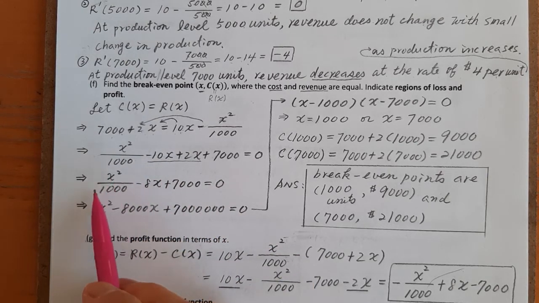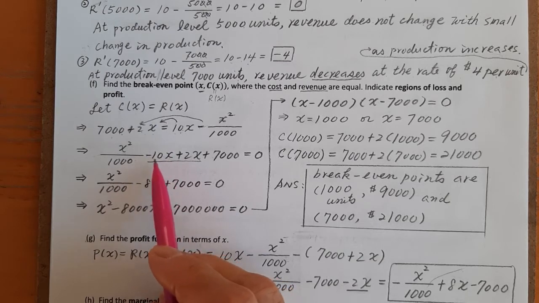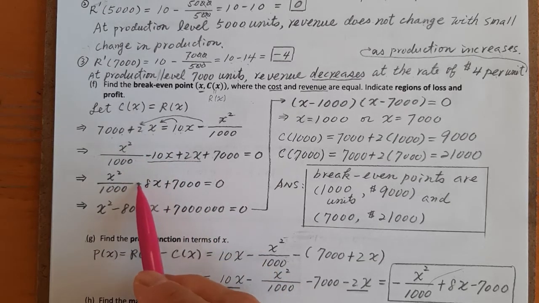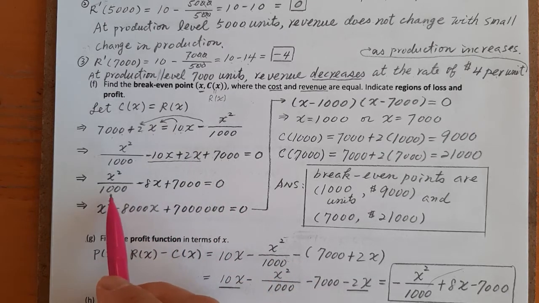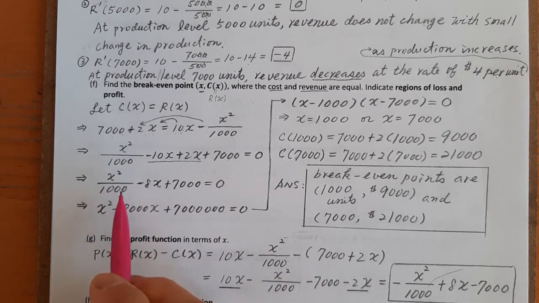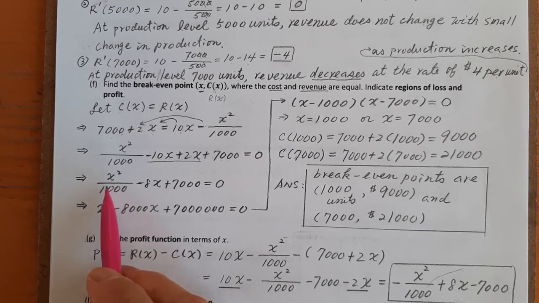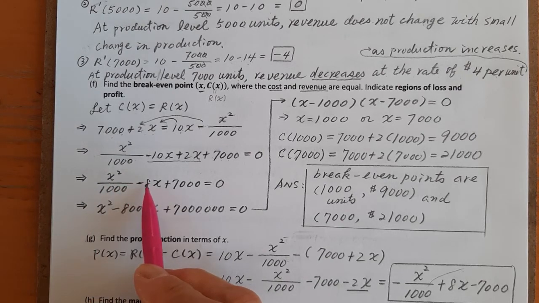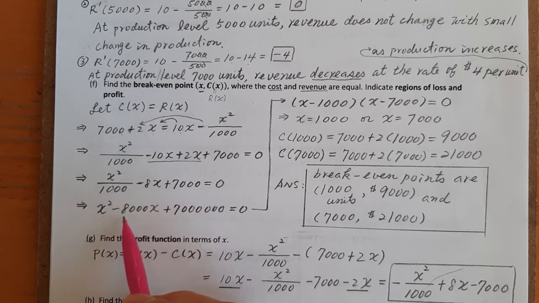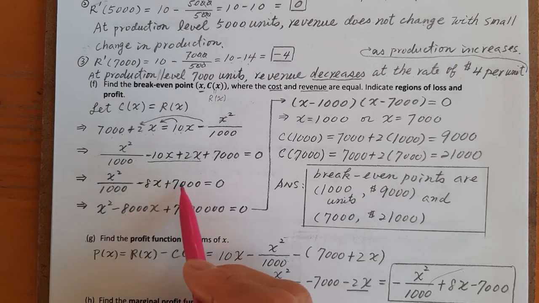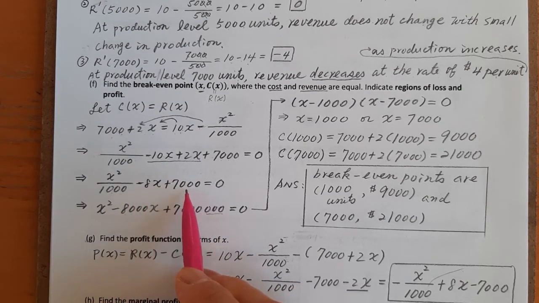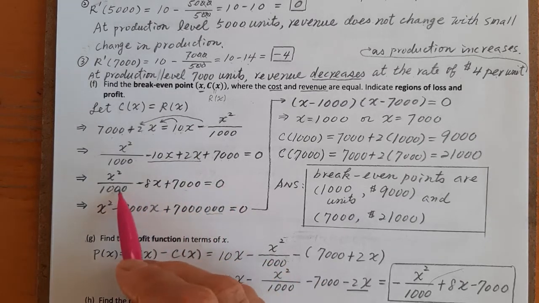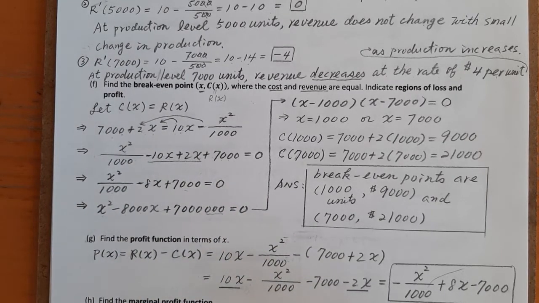So it's x squared over 1,000. Negative 10x plus 2x is negative 8x, plus 7,000 equals 0. Then remove the denominator. So times by 1,000. 1,000 cancel, get x squared. Times by 1,000, so put 3 more zeros, get 8,000x, plus 7 and 3 more zeros, times 1,000, and equal 0 times 1,000 is still 0.